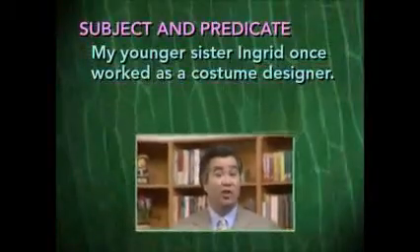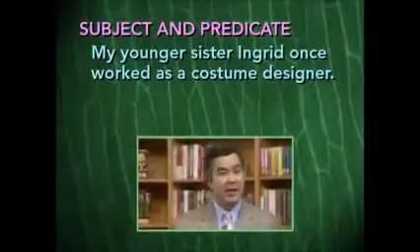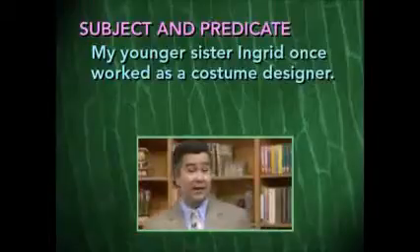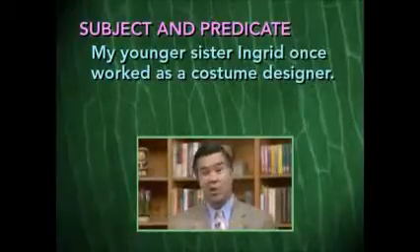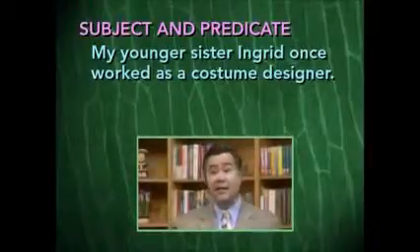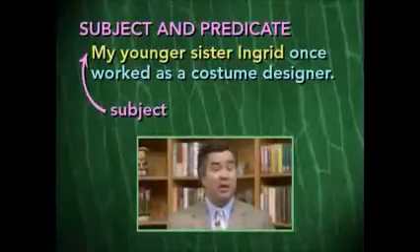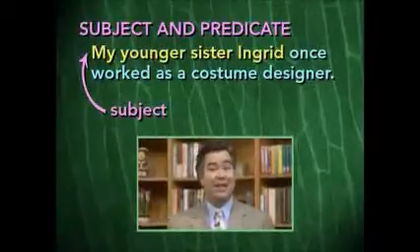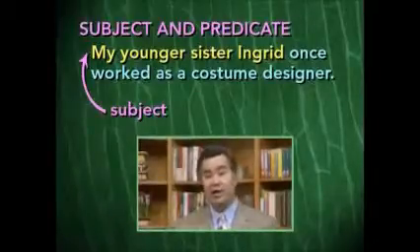Look at this example. My younger sister Ingrid once worked as a costume designer. Let's begin by looking for the subject of this sentence. Is there a word or a group of words that explains what the sentence is talking about? Yes, in this case, the first four words of the sentence make up the subject. Those four words tell us what the sentence is about. The sentence is about my younger sister Ingrid.